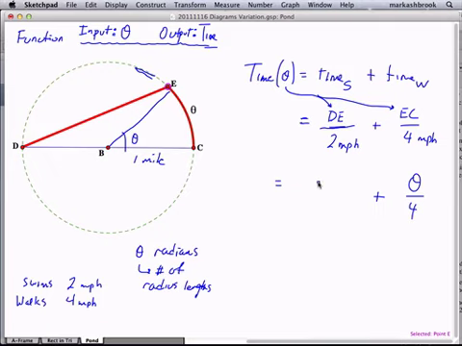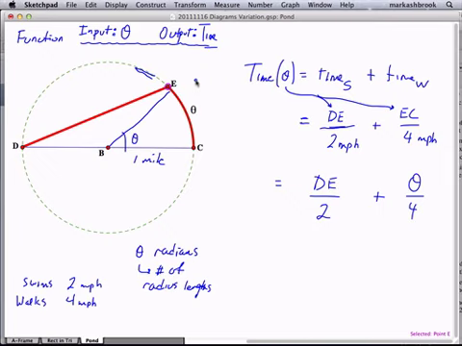So we're making progress here. The question is, we need this in terms of theta. So how can we get this distance right here? What can we do? Anyone come up with anything to get that distance dE? Formula for a chord, okay. 2r sine theta over 2.